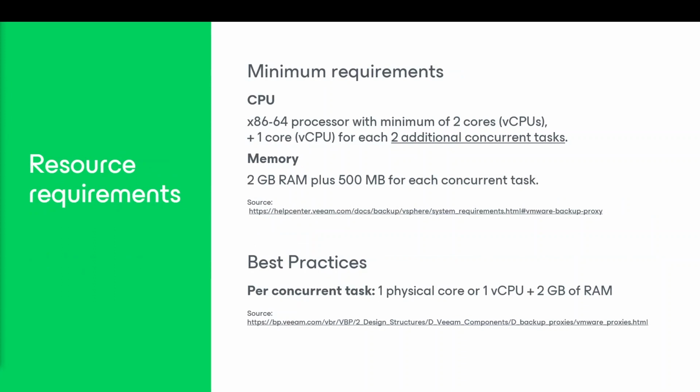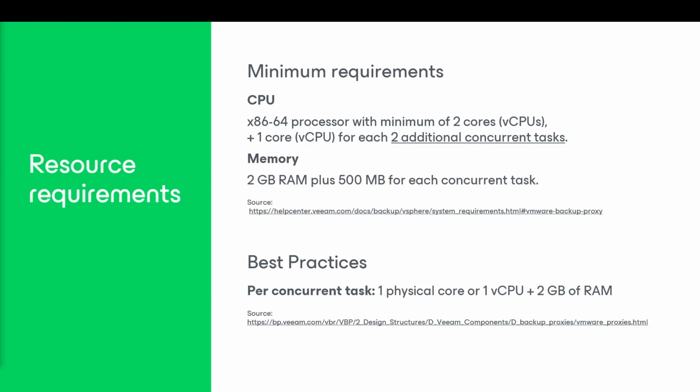So in terms of resource requirements, how much CPU and memory does a backup proxy require? Well, as per the user guide, the minimum requirement for CPU is 2 cores and 1 extra core or vCPU for each additional 2 concurrent tasks. It used to be 1, now it's 1 core for each 2 additional concurrent tasks. What's a task? A task is a virtual disk that's being processed. So if you have a virtual machine with 2 disks, it can consume 2 tasks. Memory: 2 gigabytes of RAM plus 500 megabytes for each concurrent task.